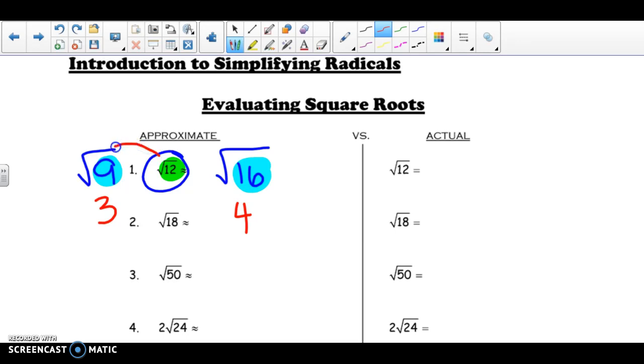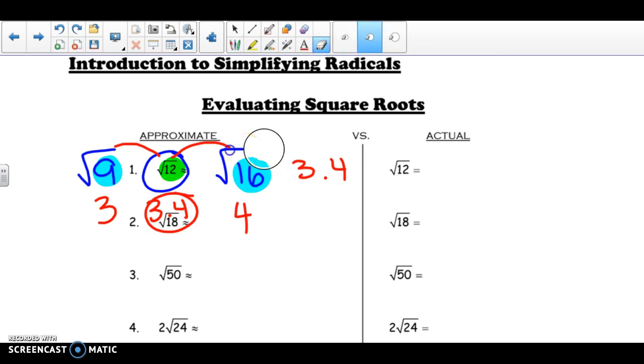Let's see, 9 to 12, 12 to 16. It's almost in the middle. Not quite. I'm going to guess that it's 3.4. We'll see what the real answer is later. But that's going to be my guess for this one, 3.4. Let me do something similar with the square root of 18.